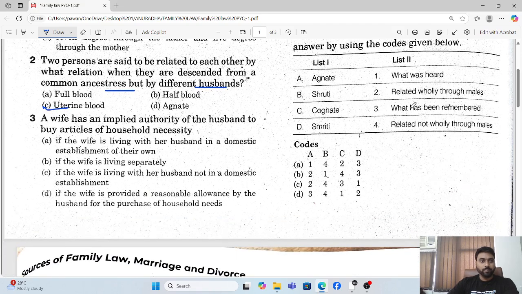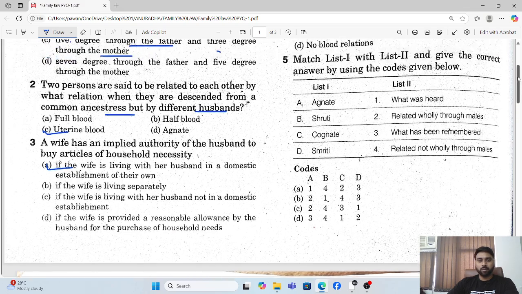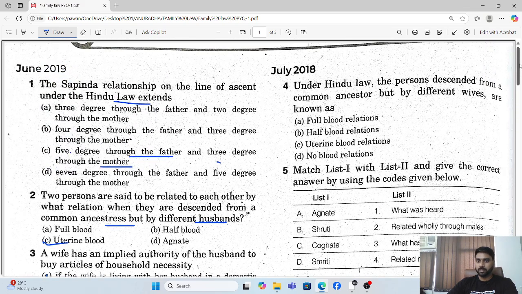Answer is C. A wife has an implied authority from the husband to buy articles of household necessity. The wife can acquire household necessities only if she is living with her husband in a domestic establishment of their own. If the wife lives with the husband, only then can she demand household necessities. Otherwise, if they are living separately, then the concept of maintenance begins.